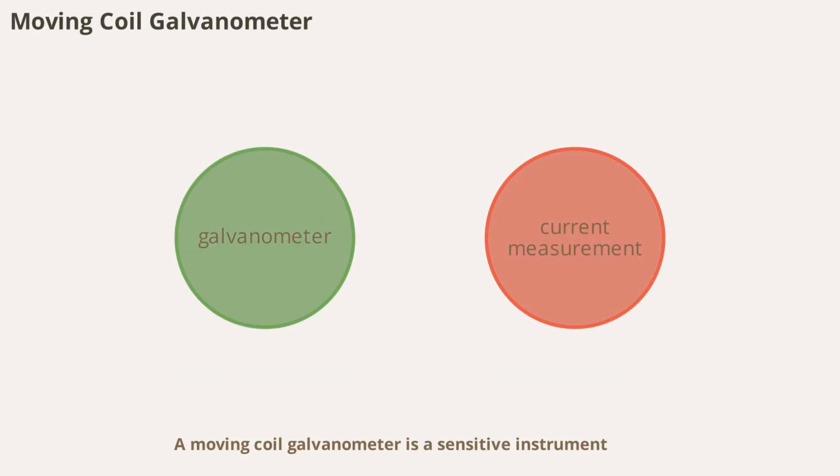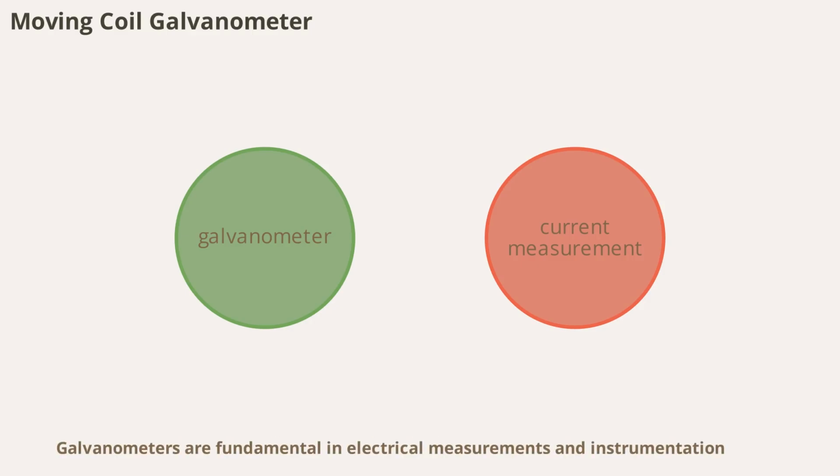A moving coil galvanometer is a sensitive instrument used to detect and measure small electric currents. It consists of a coil suspended in a magnetic field. When current flows through the coil, it experiences a torque, causing it to rotate. The angle of rotation is proportional to the current, allowing precise measurements. Galvanometers are fundamental in electrical measurements and instrumentation.